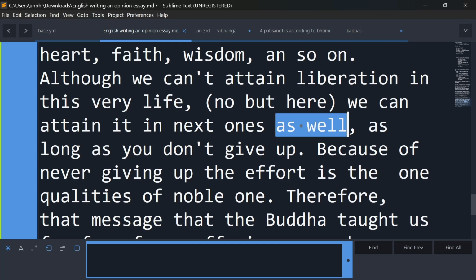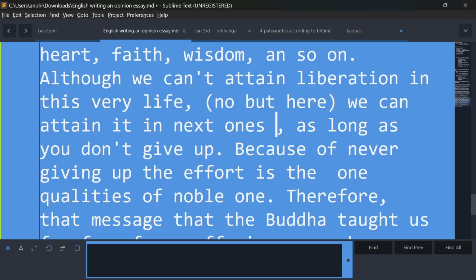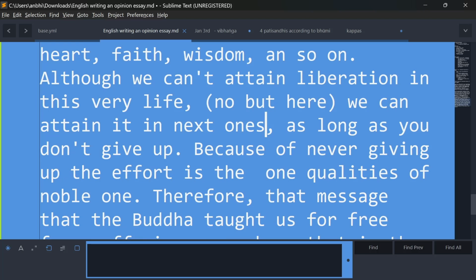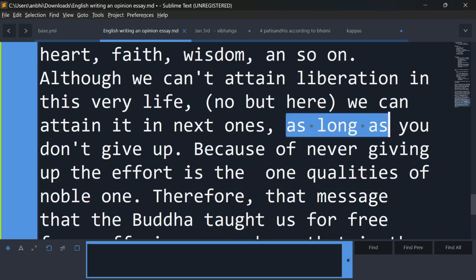Because according to this sentence, in this life you cannot. In the next lives you can. So you don't say "as well." Right? Okay? So instead of "as well," it would have to be something else, or just stop over here. Although we can't attain liberation in this very life, we can attain it in next ones. Okay, now it's okay. Then he wants to add something.